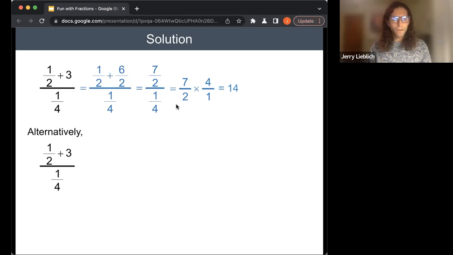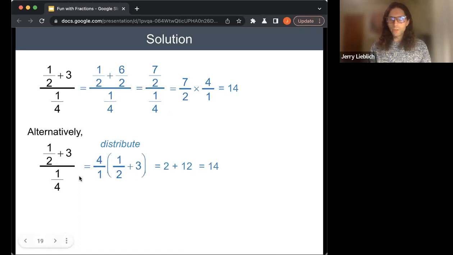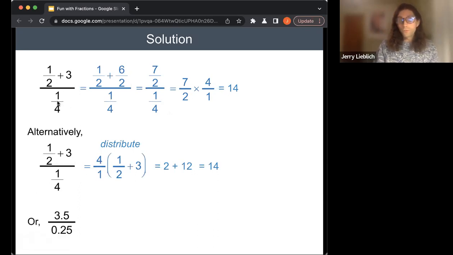Another way you could do it, because this is in the denominator, you could start by flipping and multiplying and then distribute. Perfectly fine way to do it. Or use the calculator, use decimals, or know that this is 0.25, that this is 0.5. So 3.5 over 0.25.